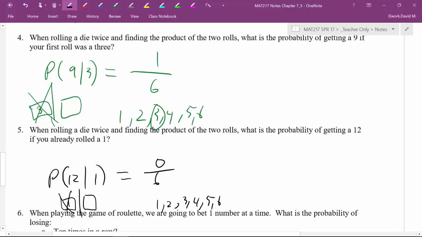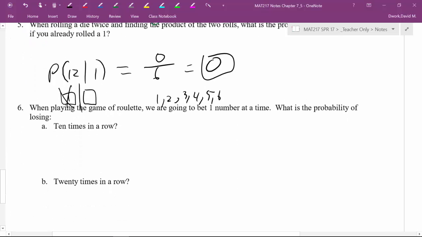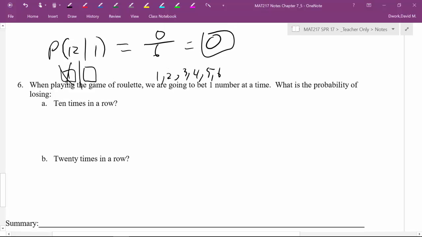And so it's okay to put a 0. You say none of them work. So therefore, what's the probability? 0. I have no chance. I have already lost. That's it. So don't overthink those. Just go with them.